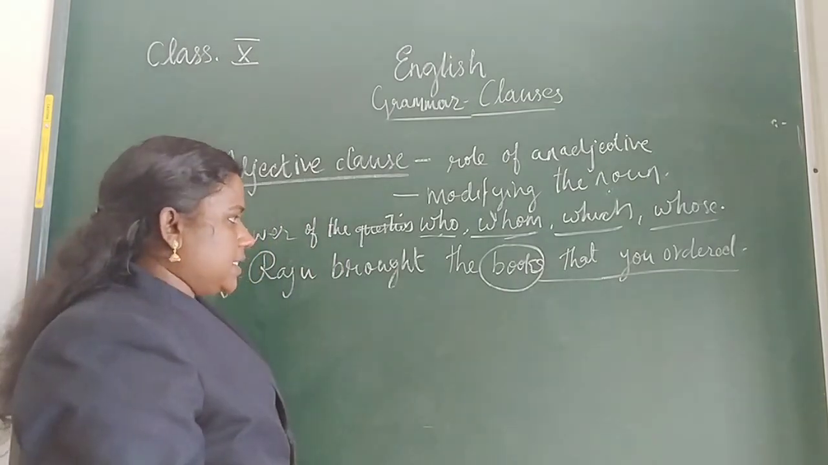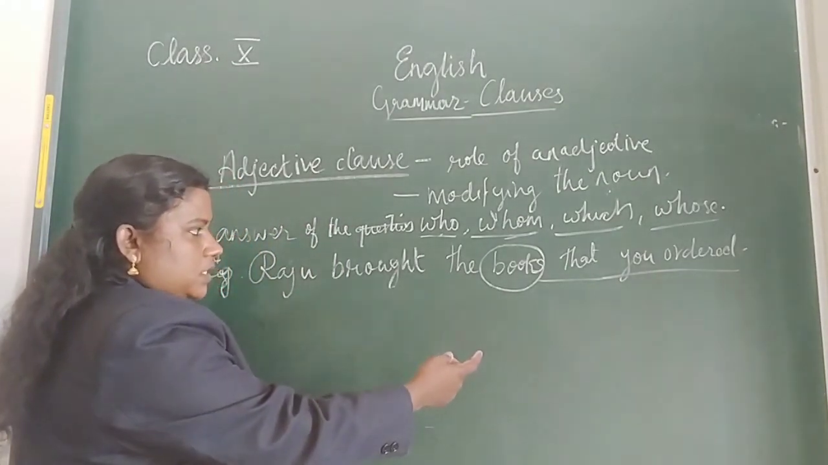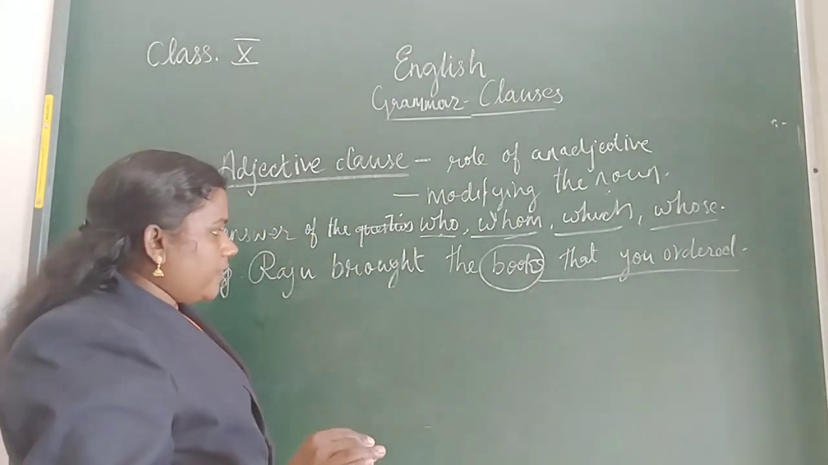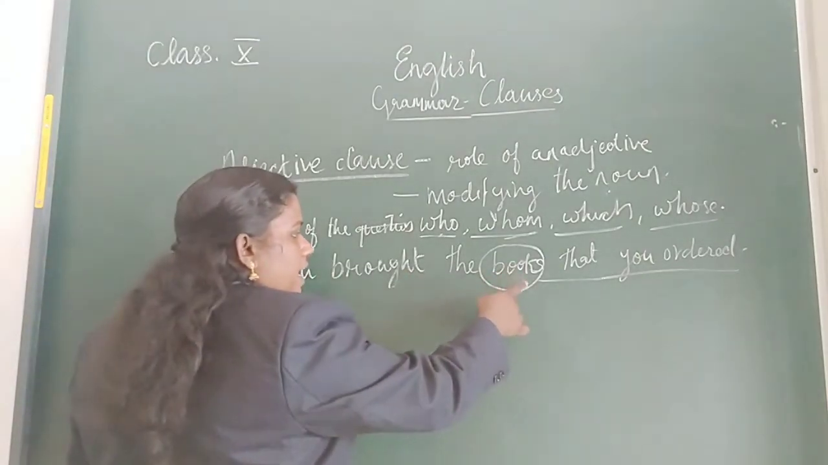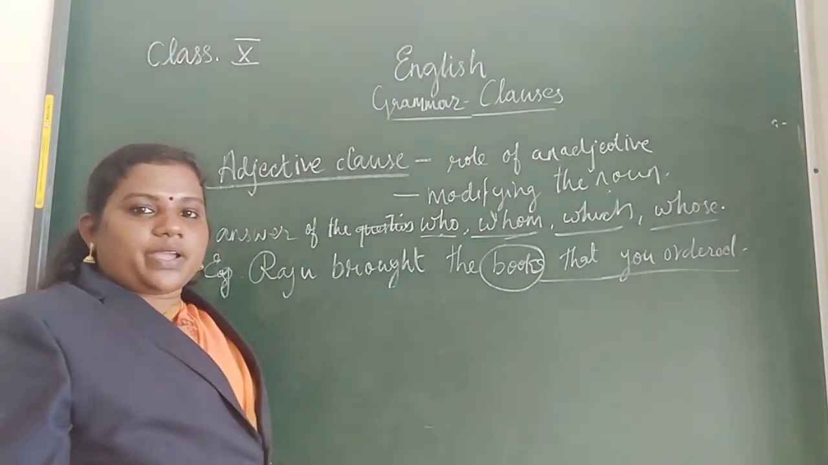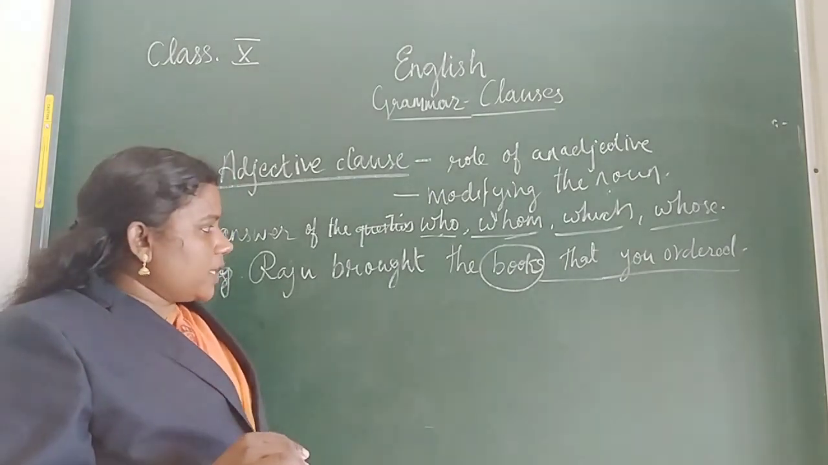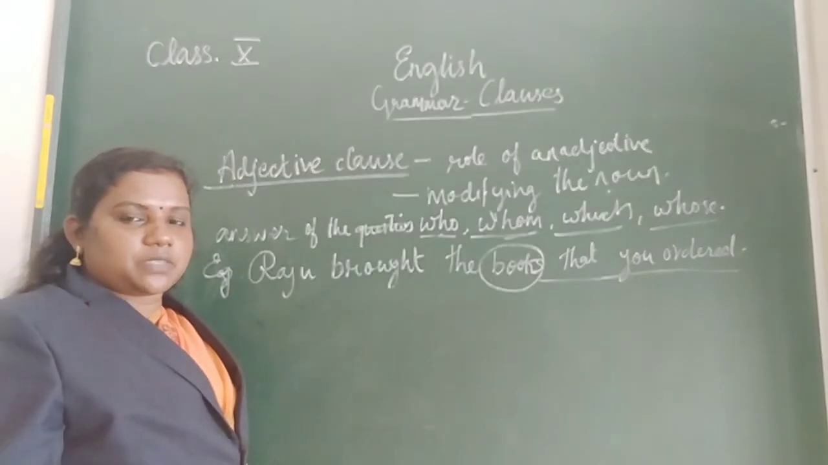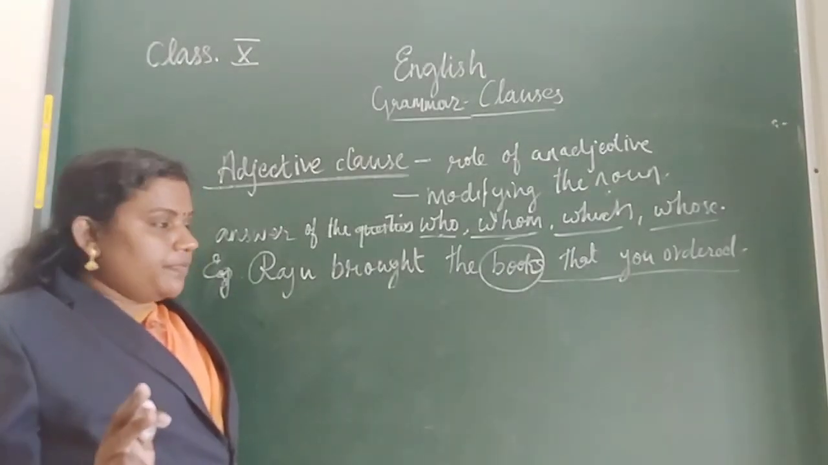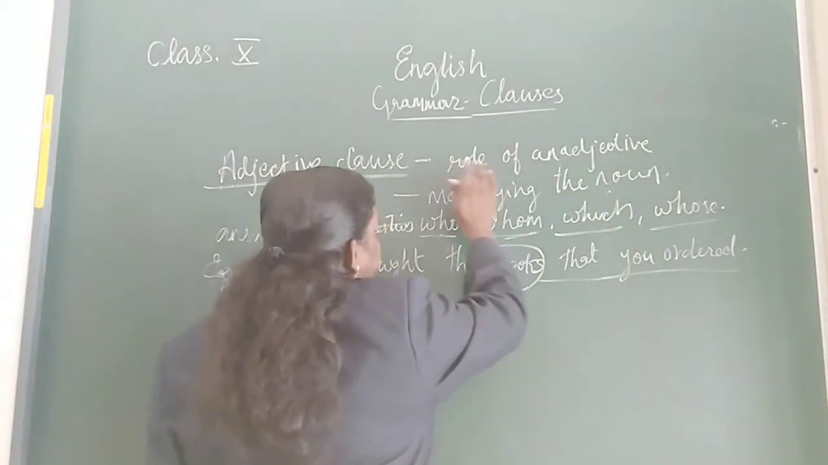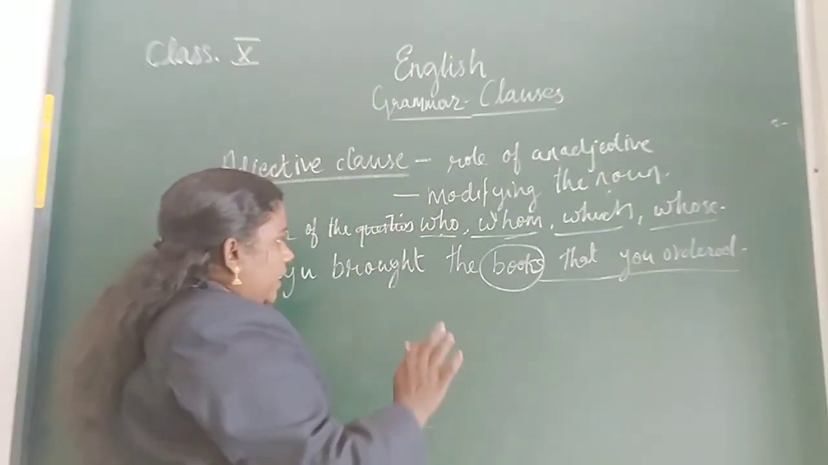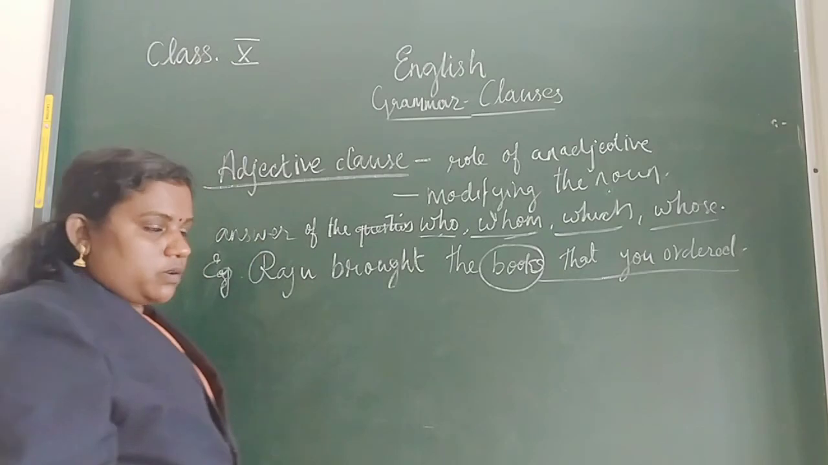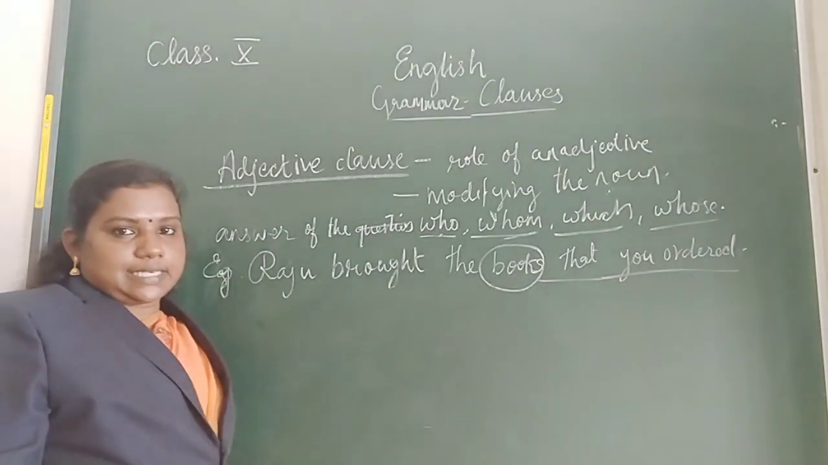So how can we ask this question? Raju brought the books that you ordered. That you ordered should be the answer. So, which books did Raju bring? Raju brought the books that you ordered. Clear, students? So, in two ways we can identify. If it is modifying the noun, it will be the adjective clause. Or it will be the answer for this question who, whom, which and whose. This is the adjective clause.